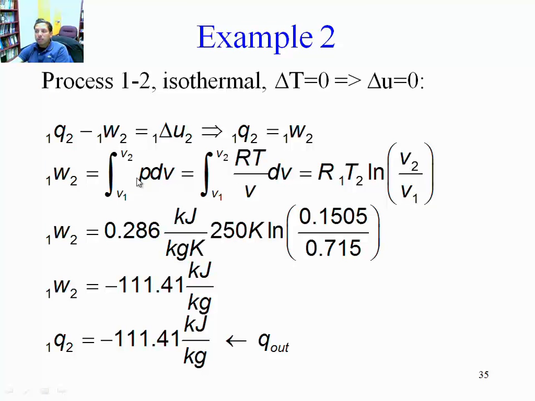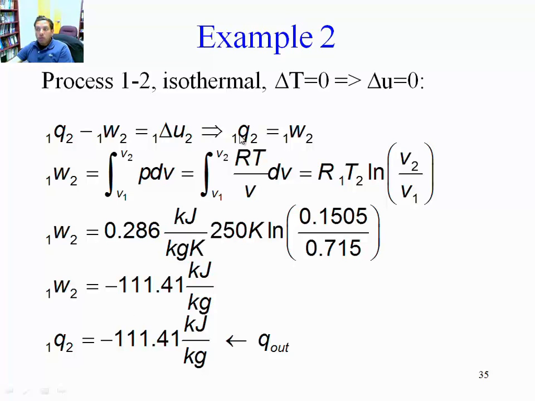So there it is. Work from 1 to 2 is the gas constant times the temperature, which is 250 Kelvin, a constant, times the log of V2 over V1. We get that from the table. So the work from 1 to 2 is minus 111.41 kilojoules per kilogram. That's what we found.